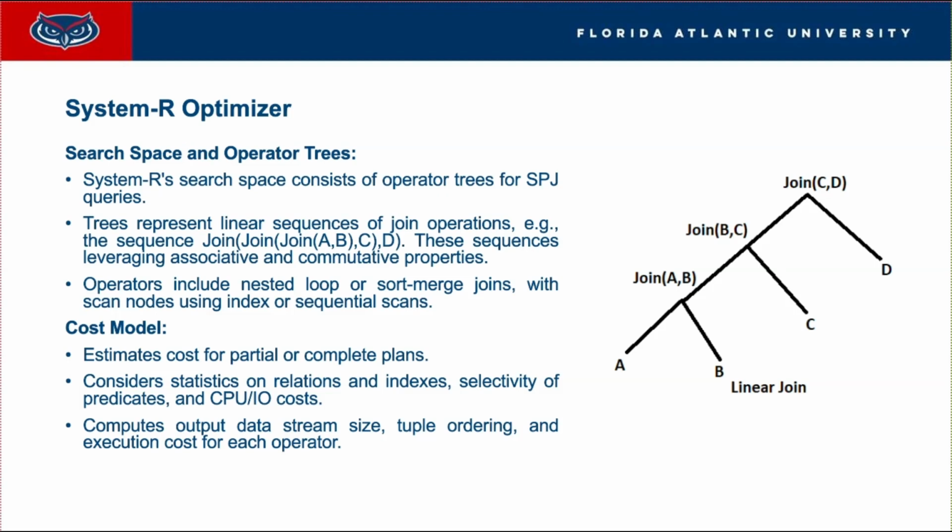The cost model plays a crucial role in estimating the cost of partial or complete plans, considering factors such as statistics on relations and indexes, selectivity of predicates, CPU, and input-output operation cost. It computes output data stream size, tuple ordering, and execution cost for each operator.